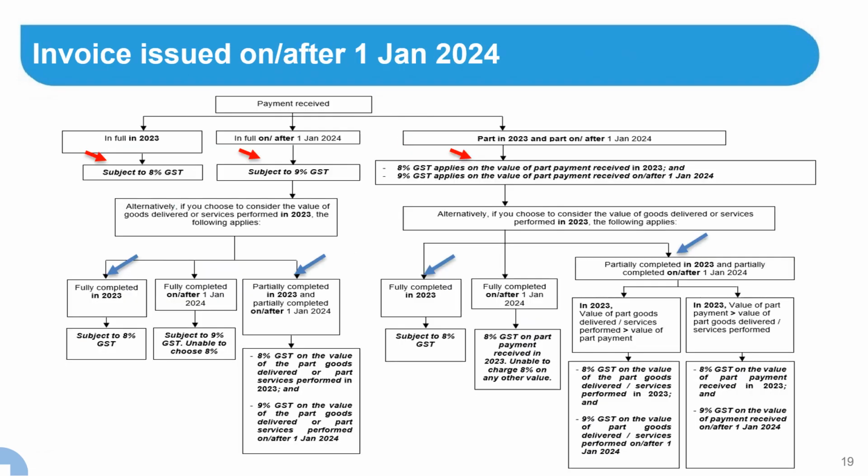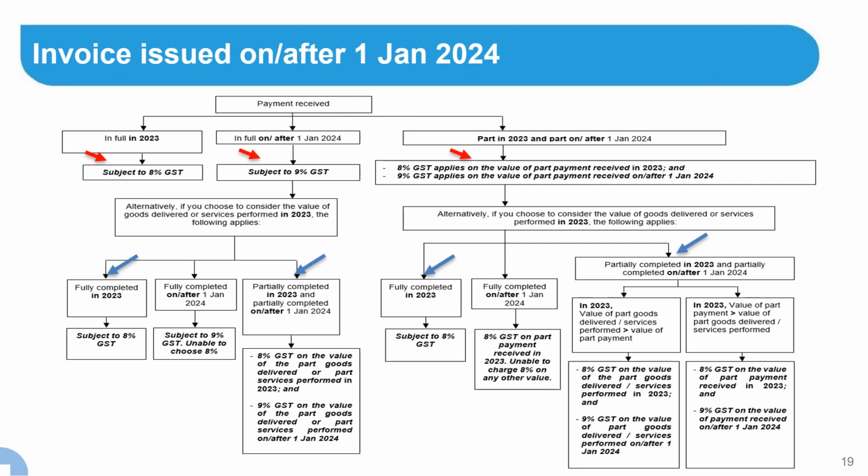Let's start off by considering situations where an invoice is issued on or after 1st January 2024. This flowchart guides us on how to determine the GST rate to apply. Where an invoice is issued on or after the rate change date, depending on when payment is received and whether payment is in full or if it is partial payment, the GST rate to be applied is shown in these boxes as indicated by the red arrows.